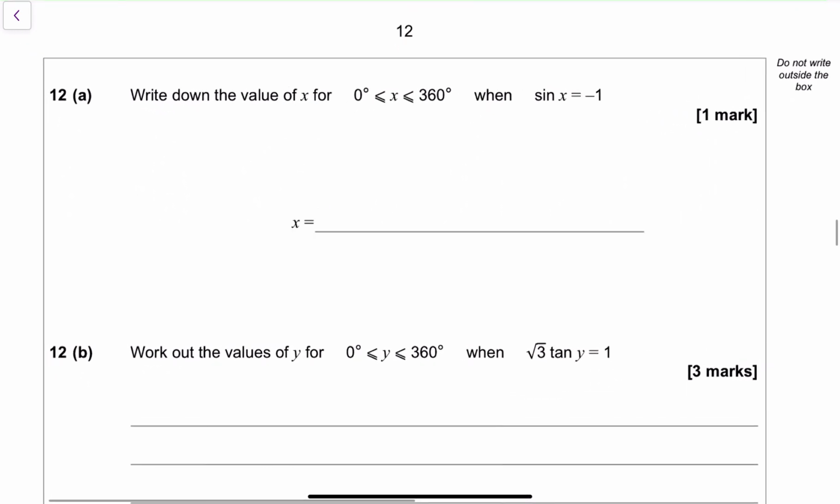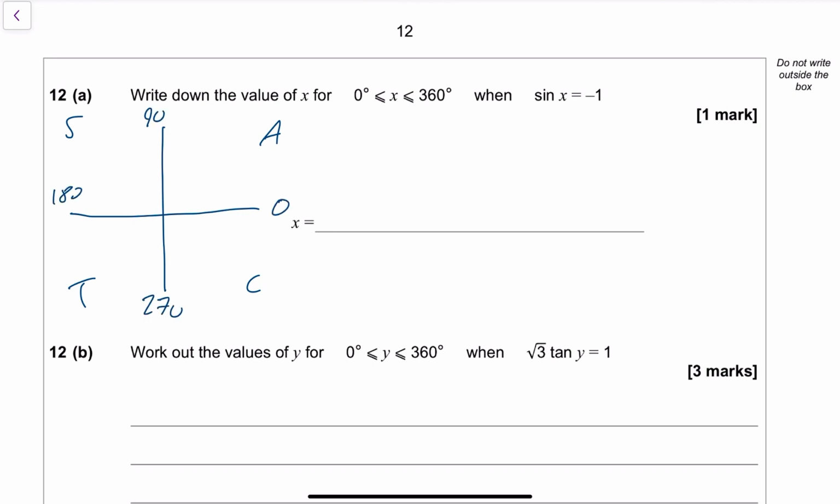Okie dokie. Where are we? Write down the value of x for which sine x is equal to minus 1. Now, I use what's called the CAST diagram to do this. There's my CAST diagram. I'm not too sure how we're meant to do this. I think maybe you're meant to know the graphs. But I would know that sine equals 1 at 90 degrees. So 90 degrees is here. In the opposite place, it would be equal to minus 1. So the opposite place is here. So my answer is x equals 270 degrees.